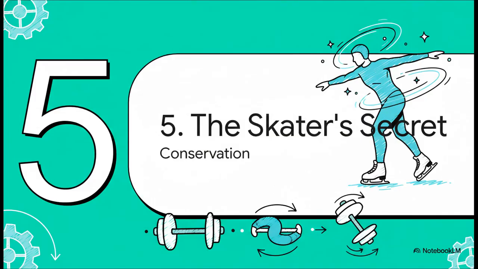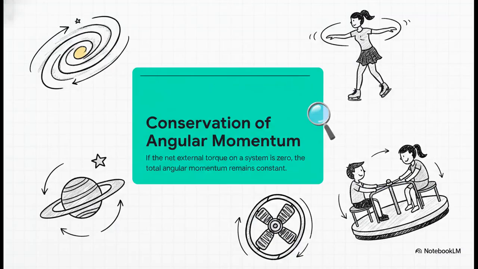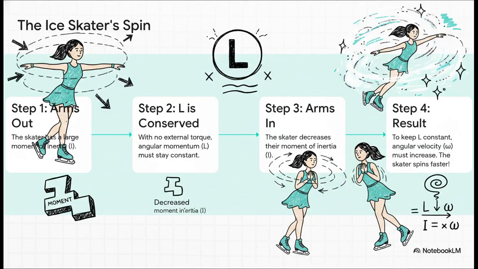Okay, this is it, the big payoff. We're going to take all our new translated words, torque, moment of inertia, and especially angular momentum, and put them all together to finally understand the secrets of the ice skater's spin. The whole secret boils down to one simple, incredibly powerful rule: the conservation of angular momentum. All it means is that if nothing from the outside is twisting you, your total amount of spinness, your angular momentum, cannot change. It's locked in. It has to stay constant. Period.